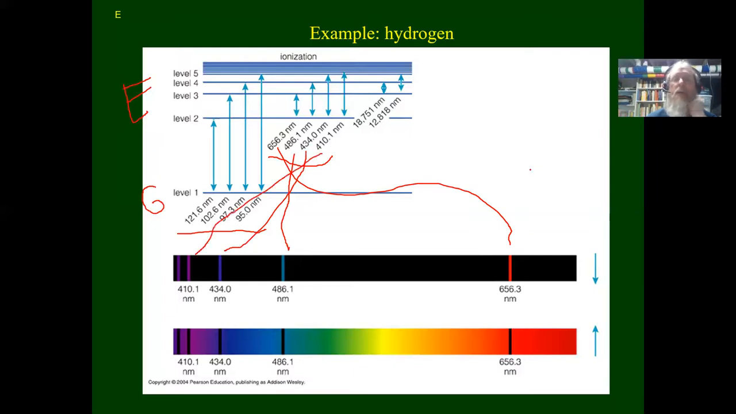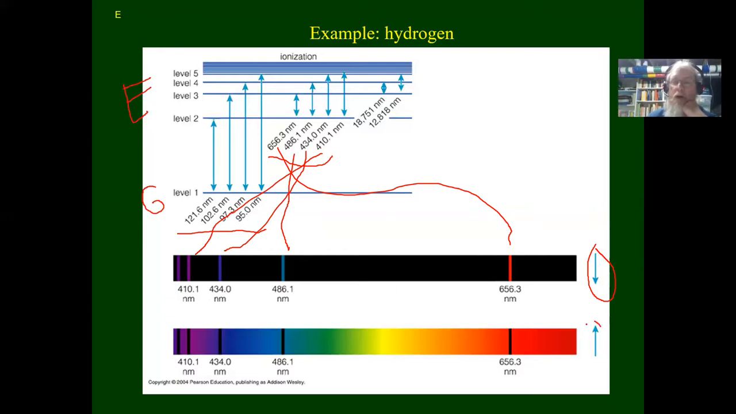That one's that one there, and so forth. And then these others are in the infrared. So if we're going from higher to lower, that means we're emitting photons. So if we look at the light coming from hydrogen atoms that are emitting light, and look at the spectrum, we'll just see a few bright emission lines like we see here.